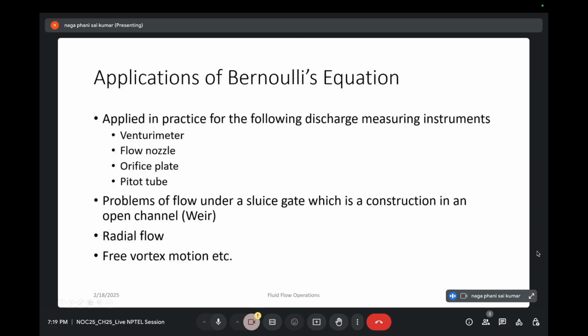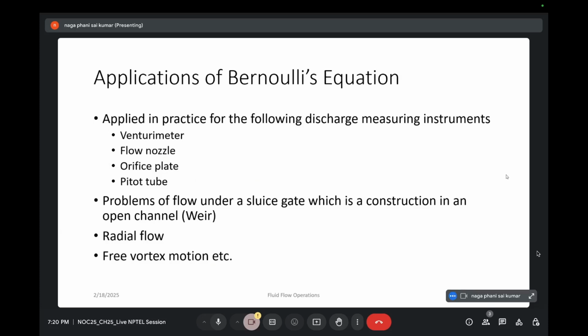So coming to applications of Bernoulli's equation. It can be applied in practical cases. So we'll be using venturimeter, flow nozzle, orifice plate, and also pitot tube. You can apply this Bernoulli's equation in all these discharge measuring equipments, that is venturimeter, flow nozzle, orifice plate, and pitot tube. And also it will be able to help solve the problems of flow under sluice gate, which is used in the construction of an open channel. And it can also be applied in radial flow and also in free vortex motions.